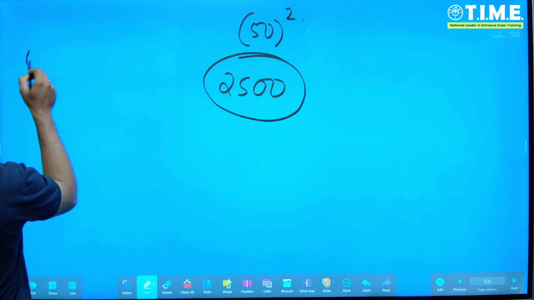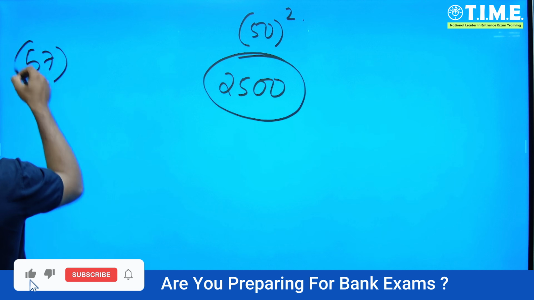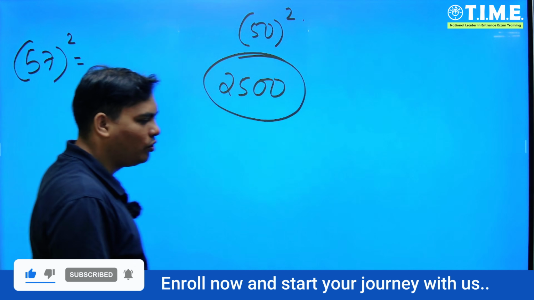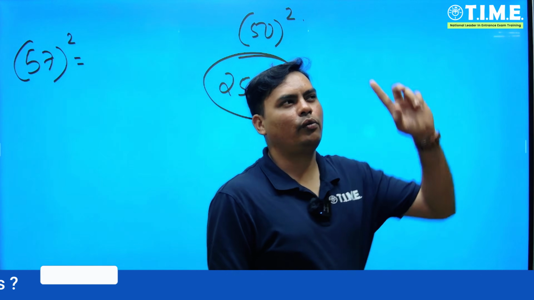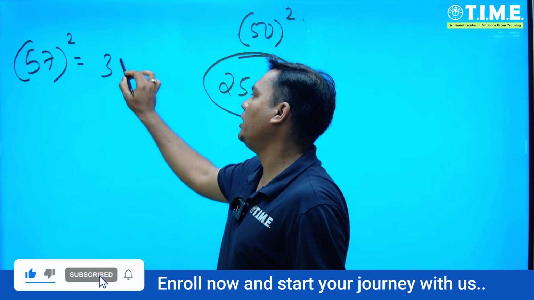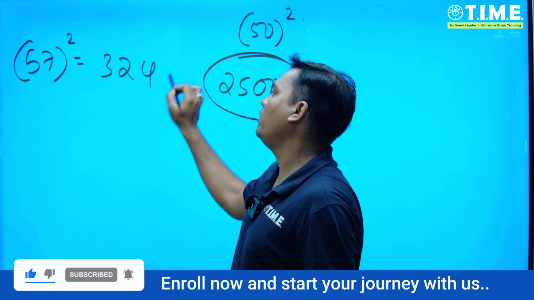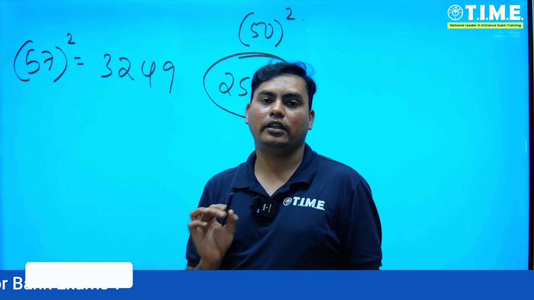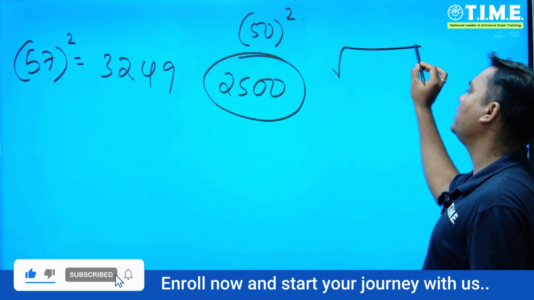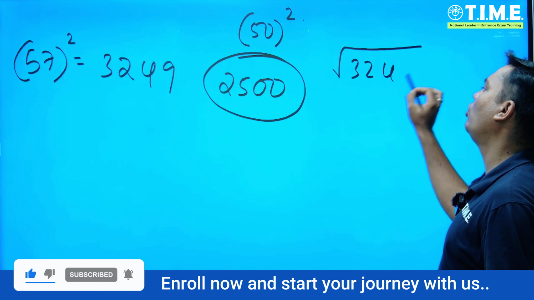Now, let's go with the next number, 57 square. How much more than 50 is it? 7 more. 25 plus 7 is 32. Then 7 square will be 49. So we get 3249. Yes, everyone.